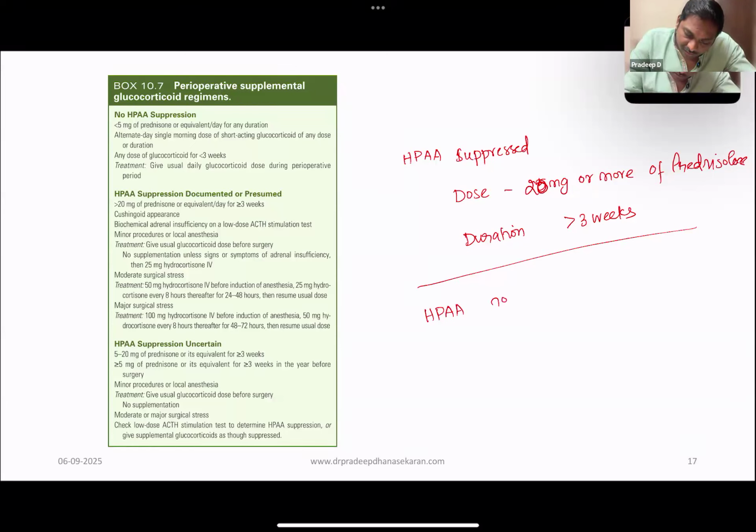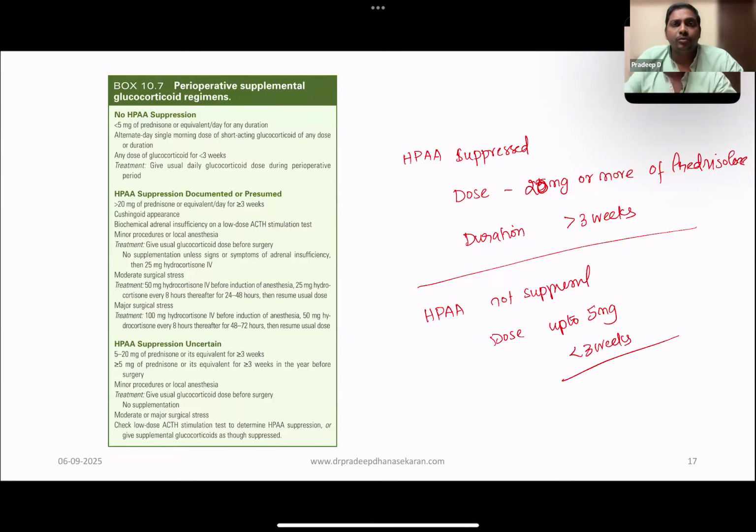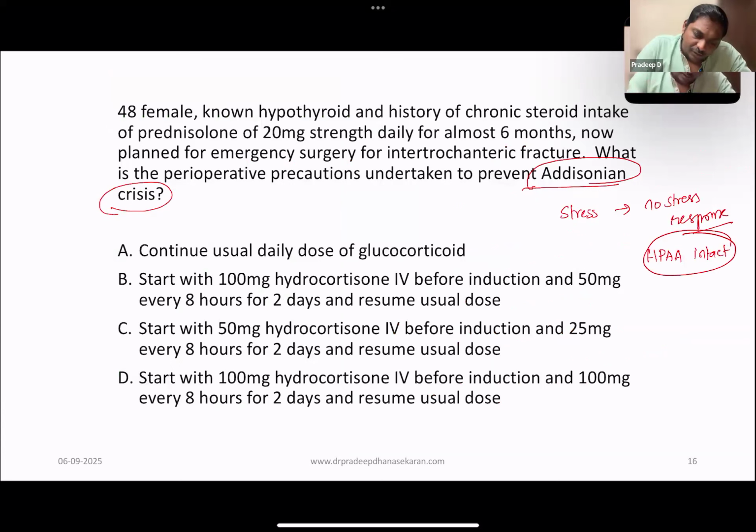The HPAA is not suppressed when the dose is up to 5 mg and the duration is less than 3 weeks. For some patients, you put them on steroids for 1 week, then you taper it. In such cases, you need not provide exogenous steroids because the HPA axis won't be that much disturbed, so it can elicit a surgical stress response whenever surgery is done. In this patient, with 20 milligram for 6 months, the HPAA is suppressed.